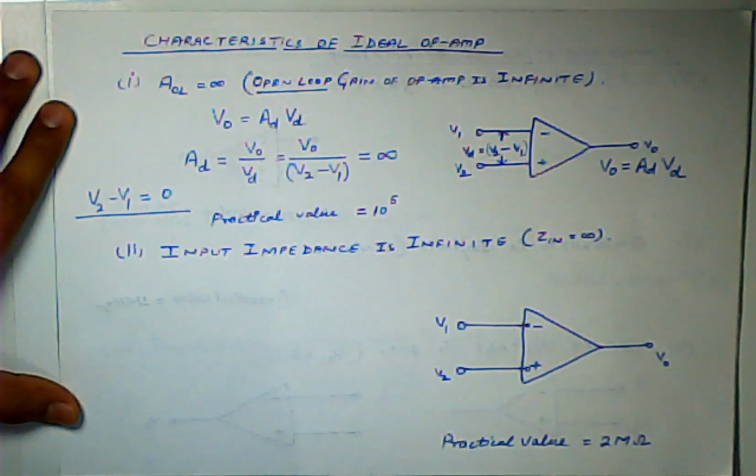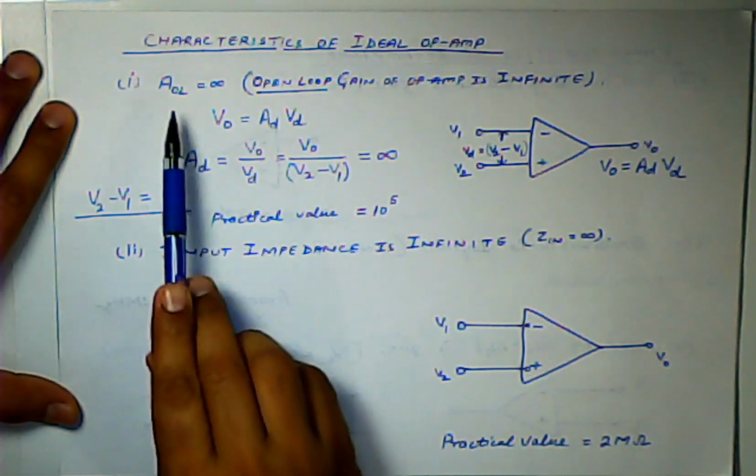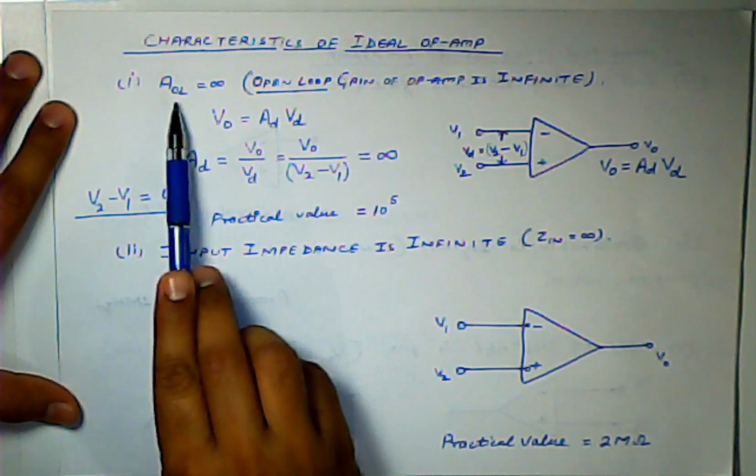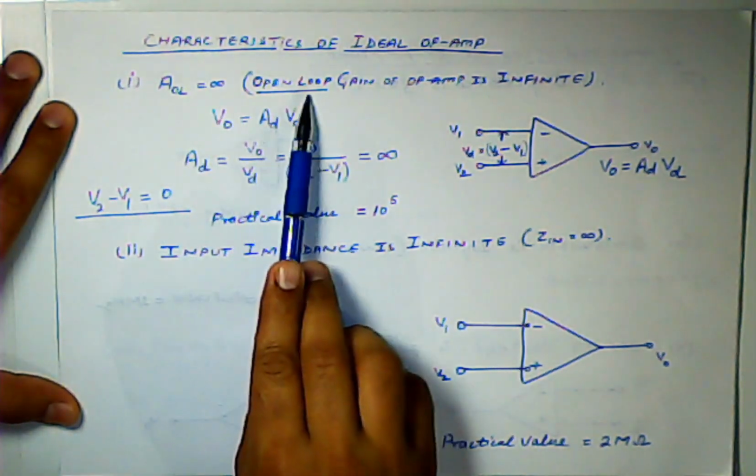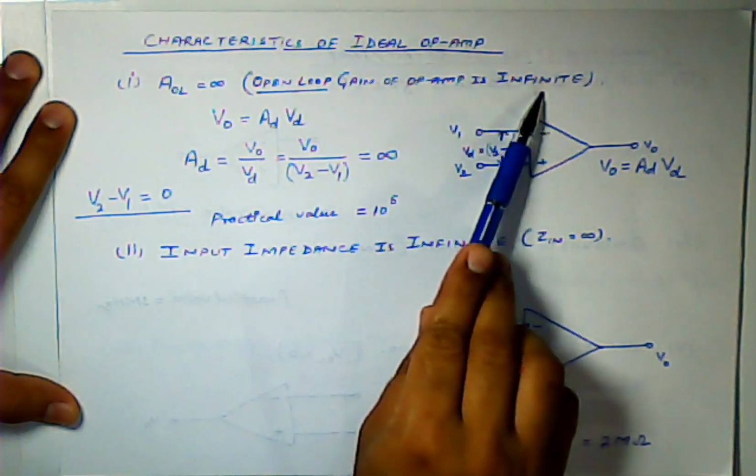Welcome friends. In this video we are going to discuss what are the characteristics of an ideal op-amp, or you can say what are the properties of an ideal op-amp, operational amplifier. The first property is open loop gain of an op-amp is infinite.